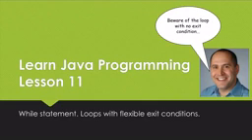In Lesson 11 we'll take a look at the while loop and specifically how you can use this loop with flexible exit conditions. We'll look at three forms of the while loop: the pre-test, where the exit condition comes in the beginning of the loop; the post-test, where the exit condition comes at the end of the loop; and then the mid-test, where the exit condition comes wherever you want it to come.